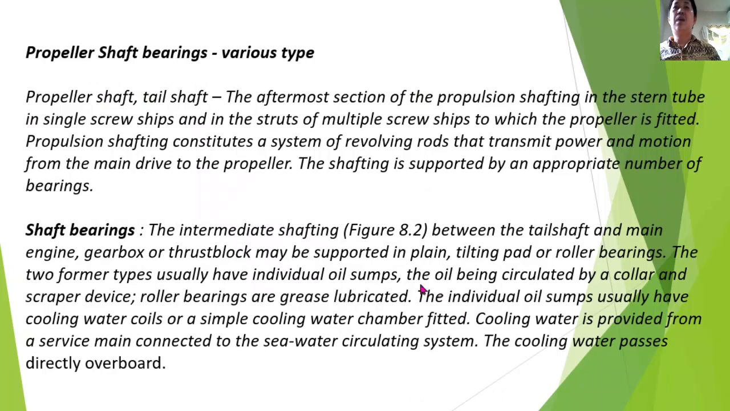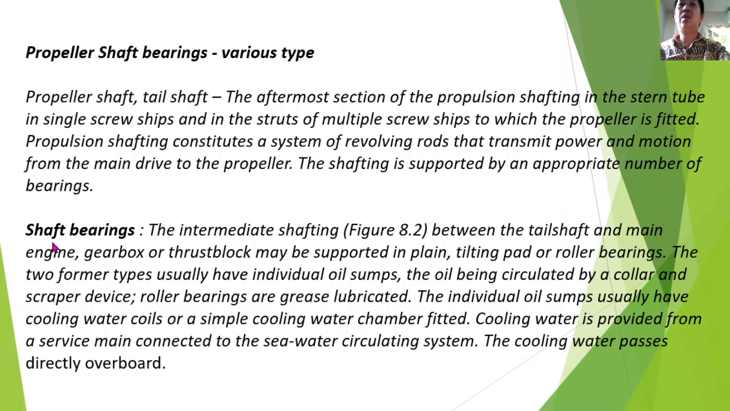So propeller shaft bearings, various types. So the propeller shaft, the tail shaft, is the most aft section of the propulsion shaft, passing through the stern tube in single screw ships and the struts of multiple screw ships, on which the propeller is fitted. The propulsion shafting is a continuous system of revolving rods that transmit power and motion. So as you can see in the picture a while ago, from the main drive to the propeller, the shaft is supported by an appropriate number of bearings.